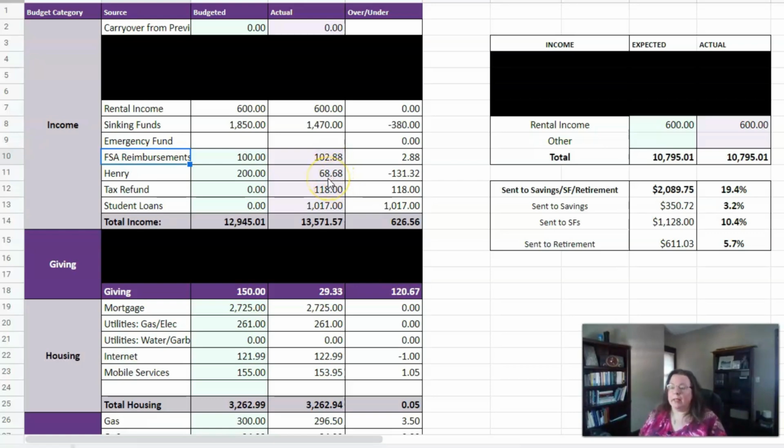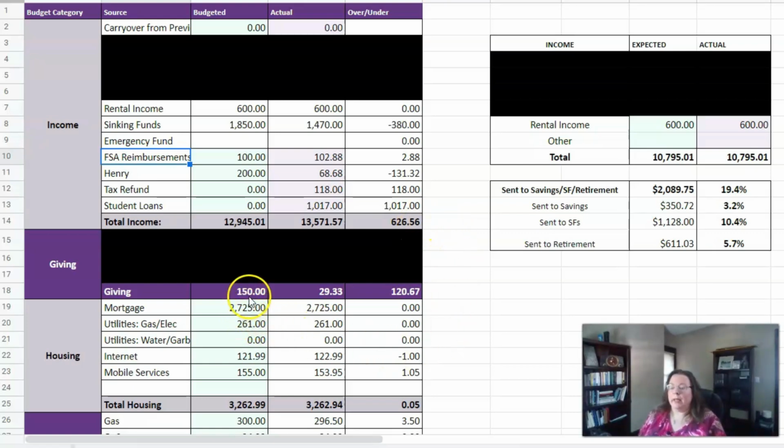Henry ended up giving us 68. He bought a new phone, and so that resulted in some transactions on our monthly bill. And so anyway, he only ended up having to give us $68 for that. This tax refund is going to be important when we get down to the debt section, because it had an impact on something that was a very pleasant impact, I should say. So we'll talk about that when we get to it. And then we had additional student loans come in. And so that brought our total to $13,571 was the total that we had to work with for the month, which you can see is a little bit higher than what we planned.